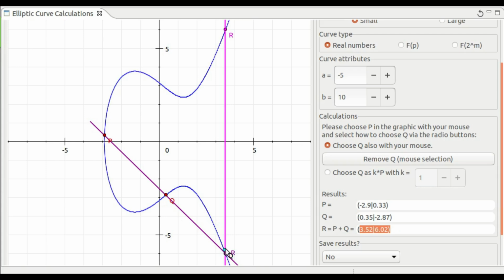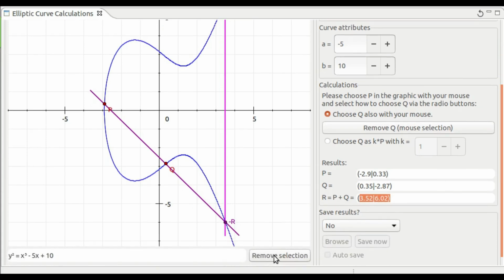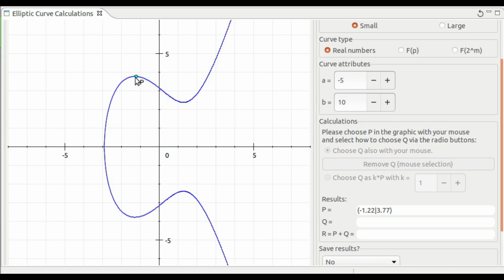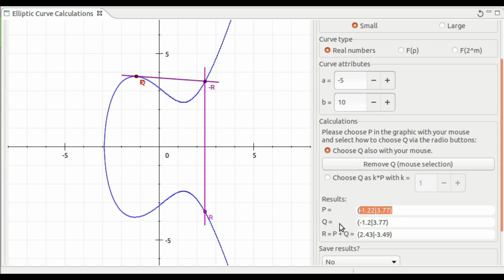If P and Q are the same, that is called point doubling. I am taking P here and Q is also here. Then for 2P, we have to draw a tangent line through this point to the curve. It will intersect at some point. You have to take the mirror of this point. This is the mirror, and this is the result for 2P. P is here and Q is also the same point. The result will be this R.